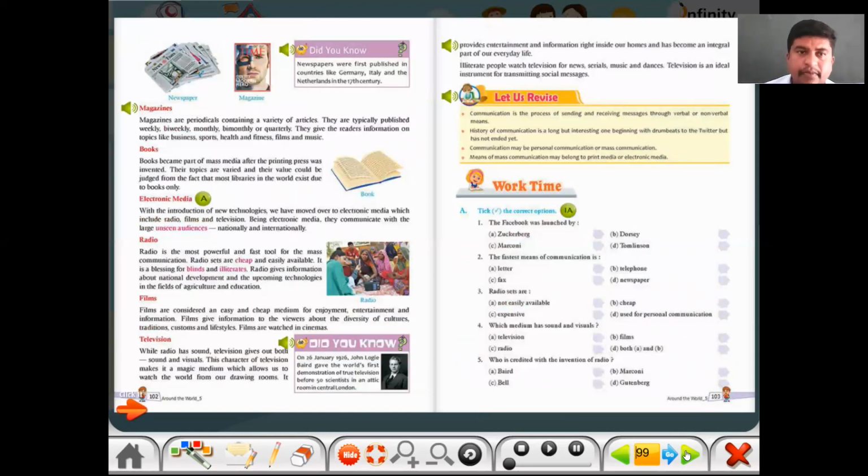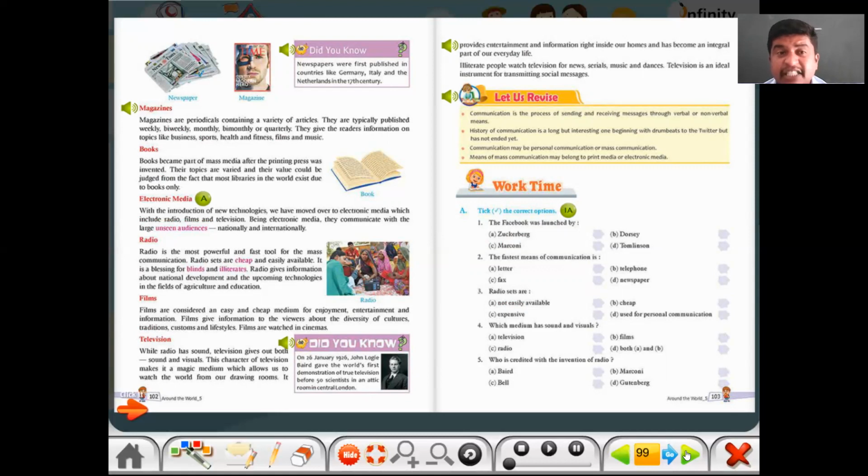Next, magazine. Magazines are periodicals containing a variety of articles. It might be about some of the iconic people in the country. Okay, Pratap Reddy, the founding father of the Apollo Hospitals, Azim Premji and Infosys Narayan Murthy, right? About their life history, it might be in the magazines. They are typically published weekly. Weekly magazines are there. Bi-weekly magazines are there. Monthly magazines are there. Bi-monthly magazines are there. Quarterly magazines are there, right?